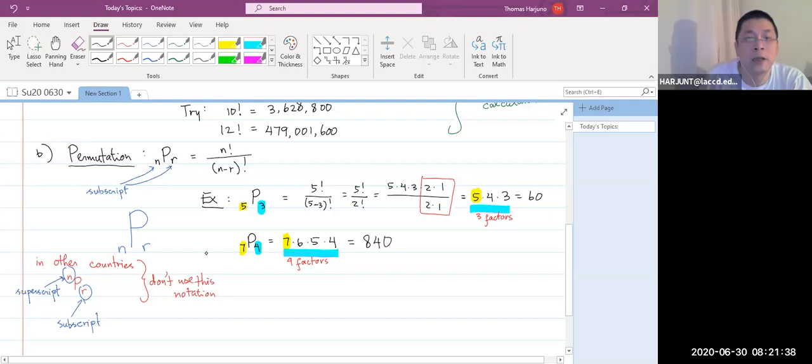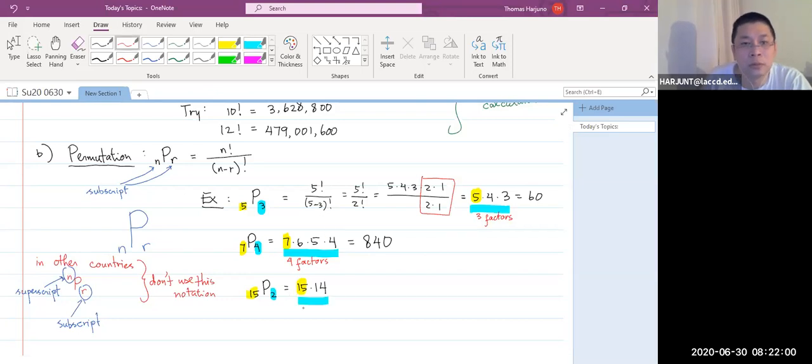Let's say another one, if I have 15 permute 2. Now it means I start from 15 going down, times 14 only. I start from 15 with 2 factors. Okay, so that will be 210.